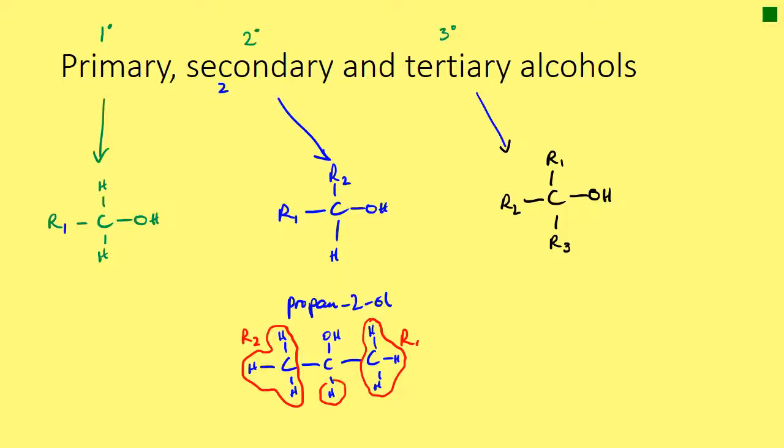And here we've got a lone hydrogen. So you can see that propan-2-ol is going to be a secondary alcohol. And if instead of this hydrogen here we had, let's say, another methyl group, CH3, in which case that would be a tertiary alcohol.